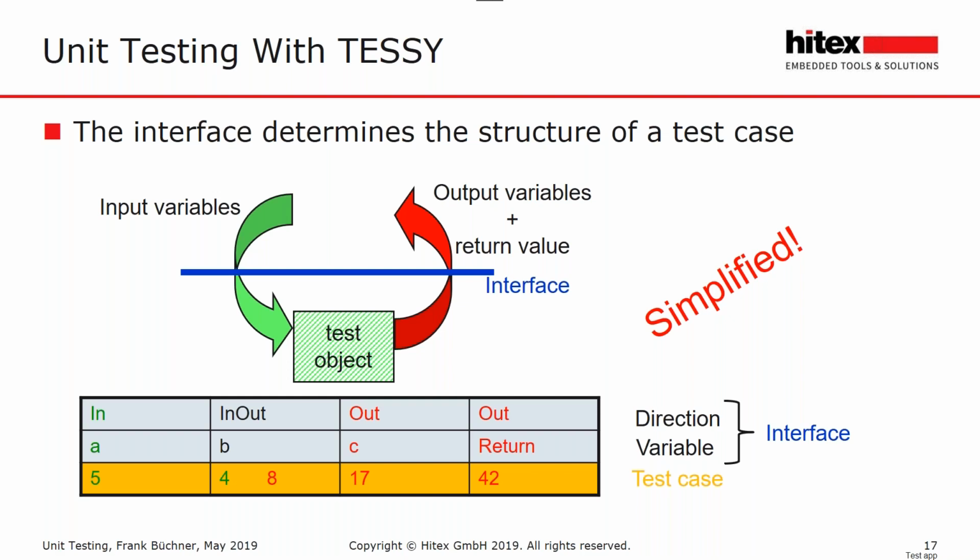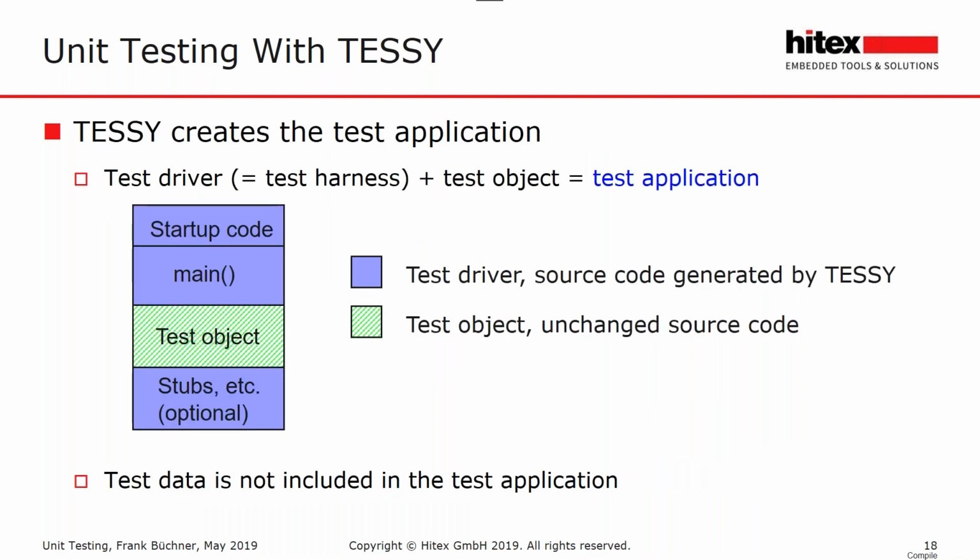This is a human task: to determine how many test cases we need and which data they should have. After that is determined, everything else is automated. The first step which Tessie does is create a so-called test application, and the test application is depicted here. The heart of the test application is the source code of the test object, usually the unchanged source code, which is depicted here in green, and the blue parts are generated by Tessie.